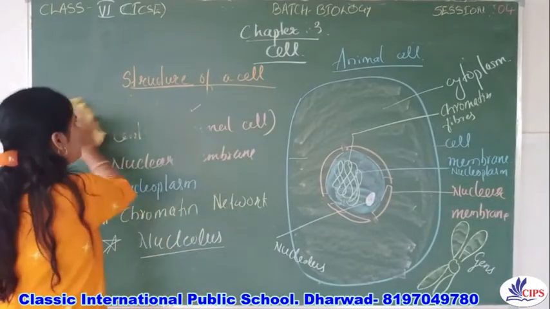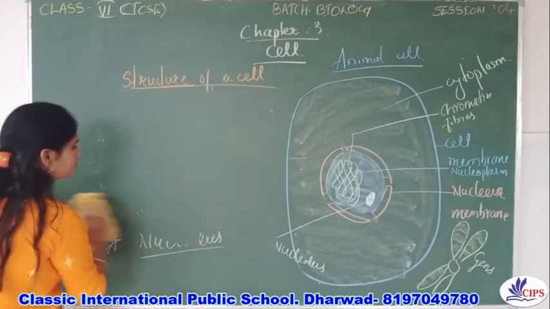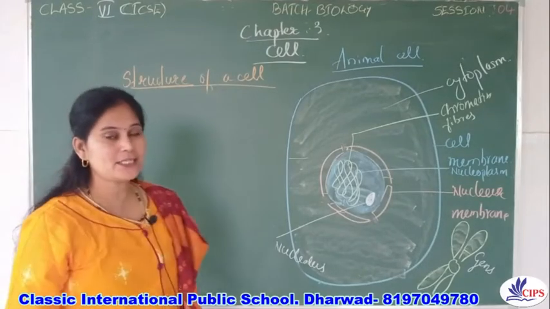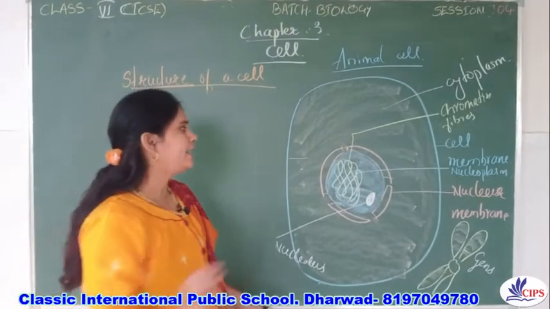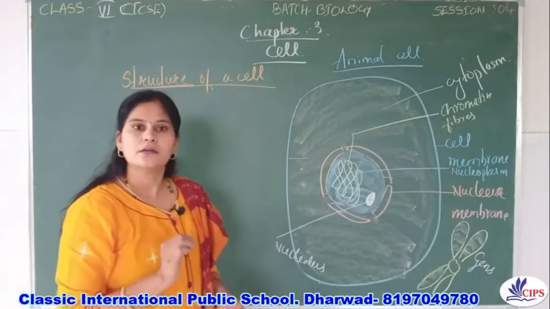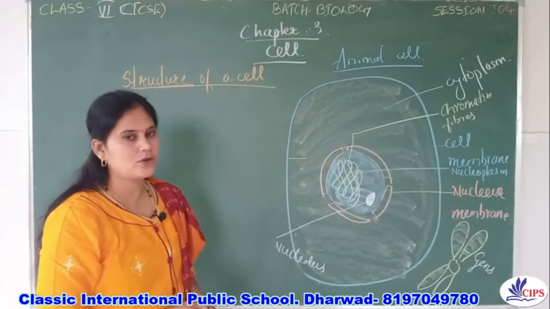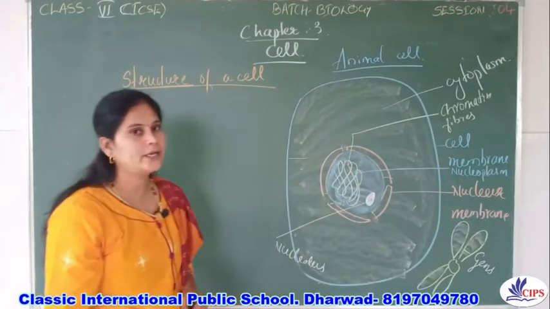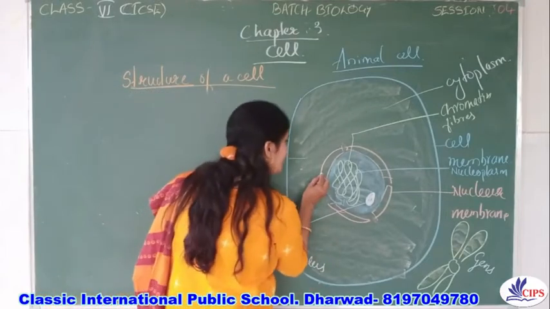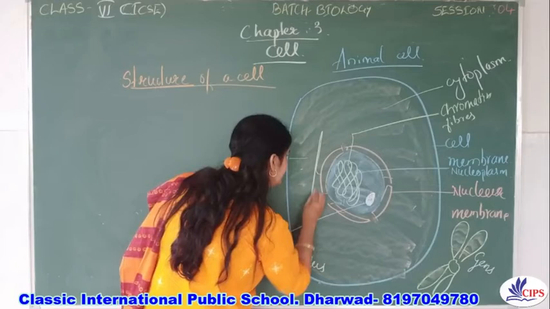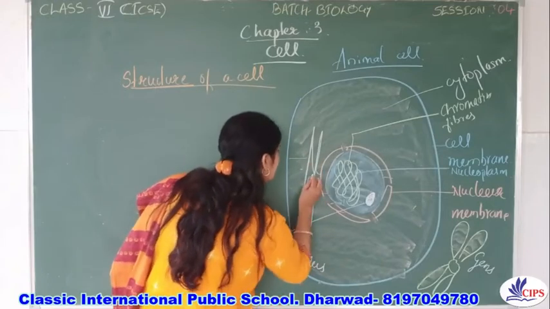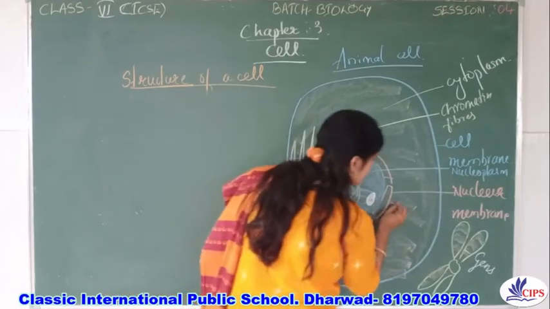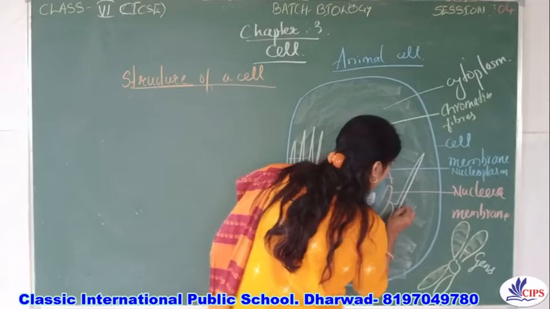Now let us study one by one. I will draw the diagram and show you so that it is easier for you children to identify where the cell organelles are present, because the labeling and the drawing at the same time is also very important. Now here at this region, we will see, this is called what? Endoplasmic reticulum. See how I will draw.